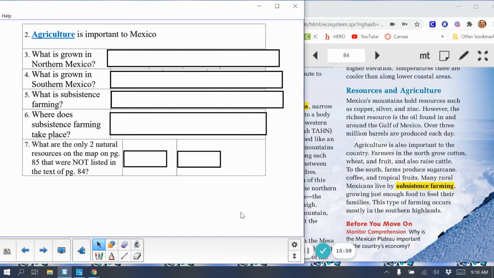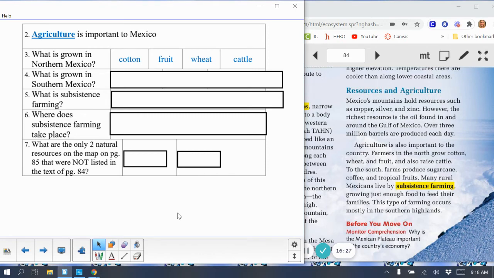And what is grown in northern Mexico? So we've got these listed out here as well. I didn't put bullets for some of these because they're shorter answers, so you can just put commas in between them. Mine, again, is going to look a little bit different than yours. I've separated them into boxes, but you can just put commas between your answers. So farmers in the north grow cotton, wheat, fruit, and they also raise cattle. So cotton, fruit, wheat, cattle.